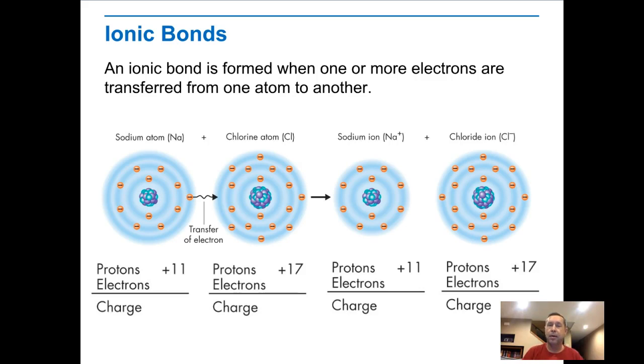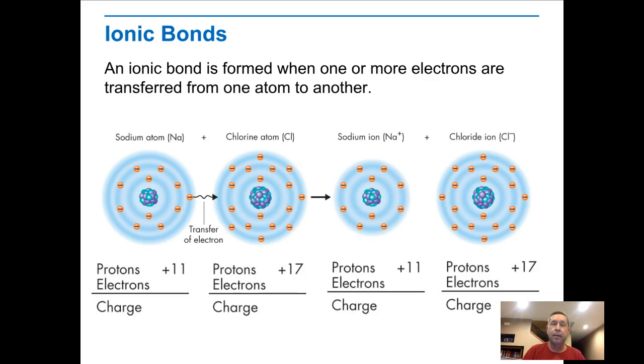So there's this thing called the octet rule that says having full outer shells is the most stable arrangement. But most atoms don't have full shells. So in order to get full shells, they can do one of two things. They can transfer electrons, or they can share electrons. Ionic bonds are transferring. And so in this case, we have sodium that has one electron in its outer shell, and chlorine that has 7. So sodium donates its one extra to chlorine, and now they both have full outer shells.